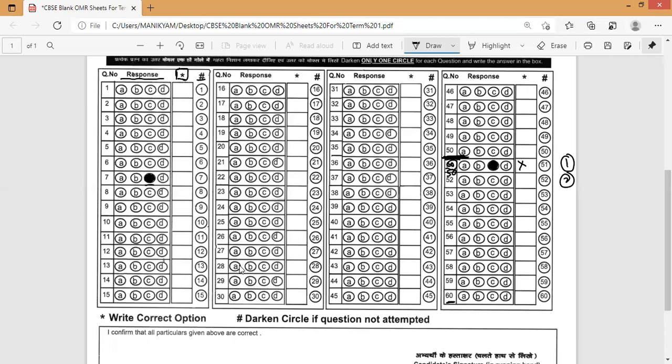Now, for the 7th question, I felt C is the correct answer. After the 7th question, we have a box here. In this box, if you feel C is the correct answer, then you write the same option C here. This is the 4th point you have to remember: you have to write the correct option in the box, whether you feel it is A, B, C or D. I felt C, so I am writing C.